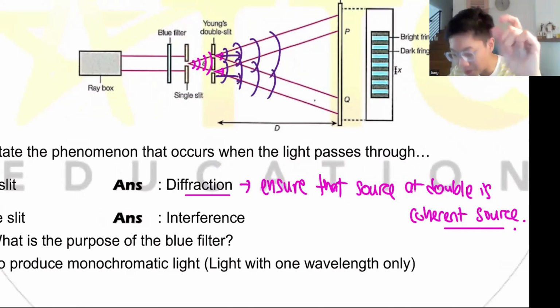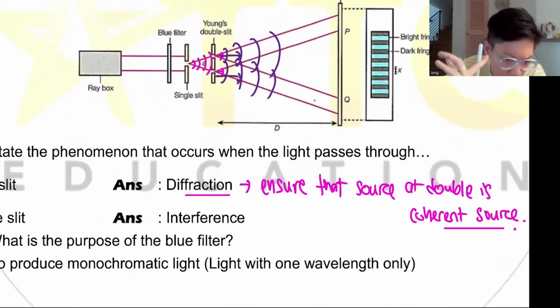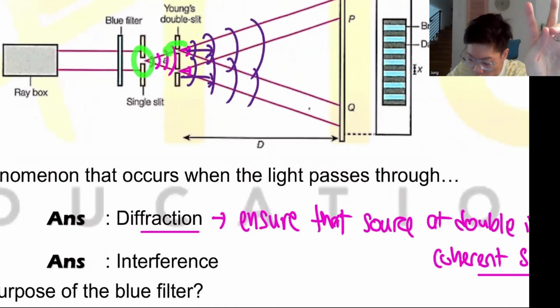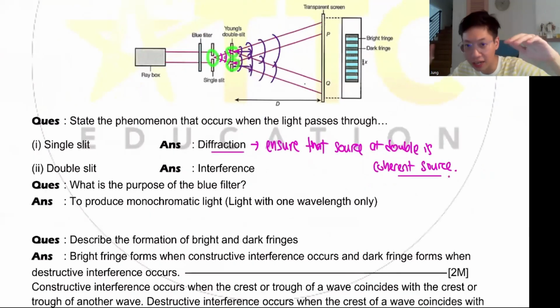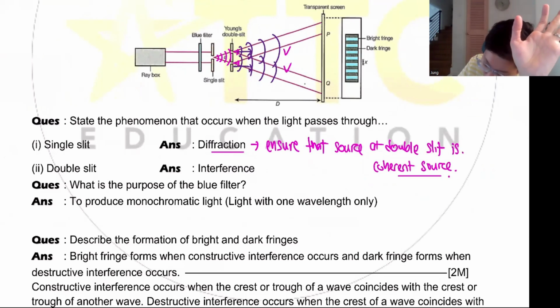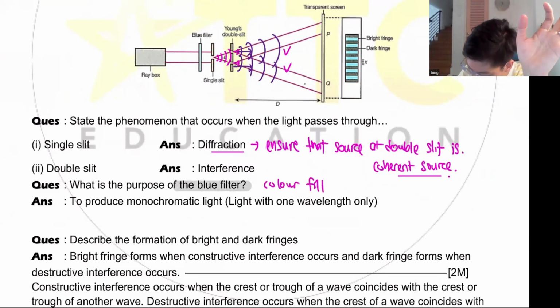To be identical, they must start from the same time. They must be the same wave, everything. So how? They purposely use one slit to go into this double slit so that the two waves that come out at the double slit are a coherent source. This is very important to ensure that the double slit produces identical waves. But for light, there's one more troublesome thing: you need to use a color filter. It's not necessarily blue, but what you need here is a color filter.